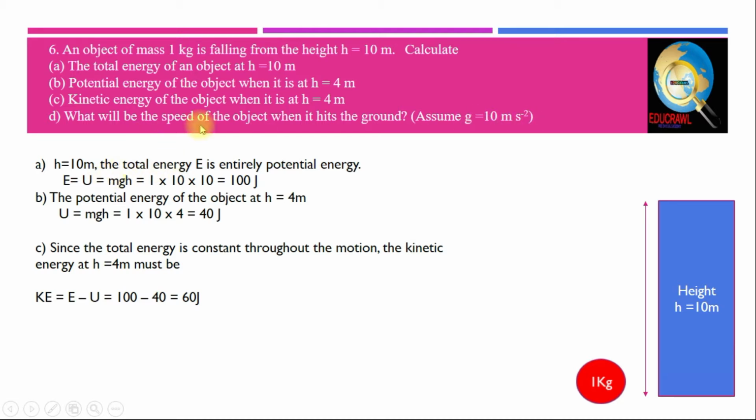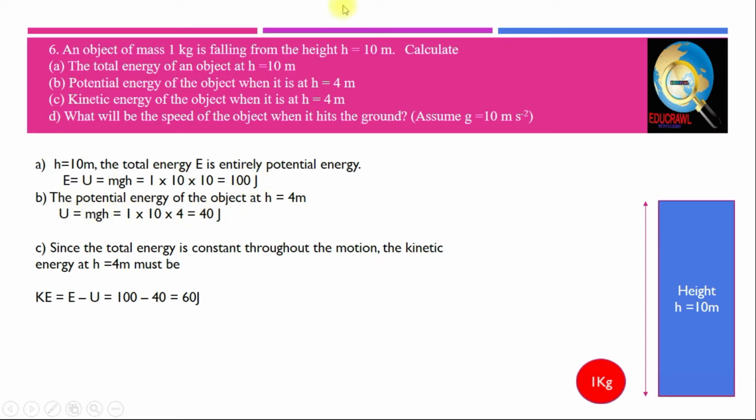So first let us find the total energy. When the object is at a height, it will have potential energy only. So potential energy is given by mgh, mass into g value into h value. Substituting the mass as 1, g as 10 and the height as 10 meters, you will get the total energy as 100 Joule. When an object is at a particular height, it will have only potential energy. So here the total energy is 100 Joule.